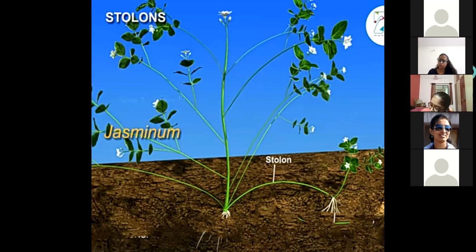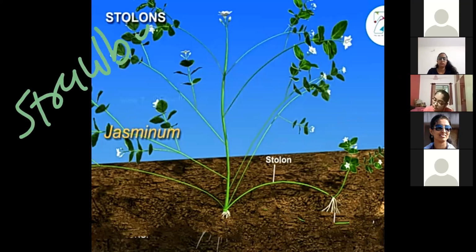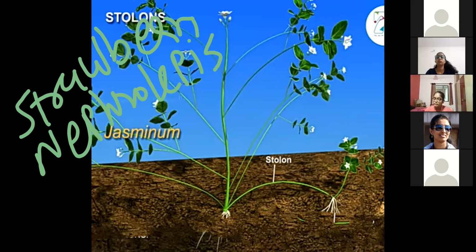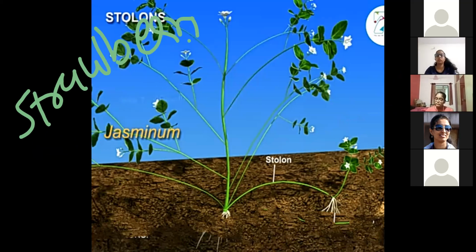Here example 1 is jasmine. Then strawberry, second example, strawberry. Nephrolepis. Nephrolepis also has this. Okay, it's a pteridophyte, but nephrolepis also has this. So remember, strawberry, jasmine, right?